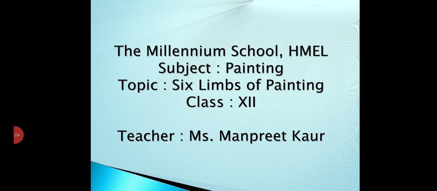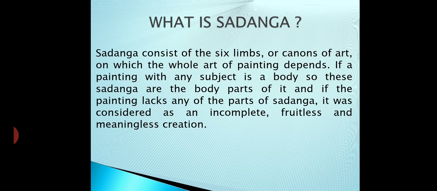Today we will discuss the topic Sadanga, the six limbs of Indian painting. So let me tell you about Sadanga. What is Sadanga? Sadanga consists of the six limbs or canons of art on which the whole art of painting depends. If a painting with any subject is a body, then these Sadanga are the body parts of it. And if the painting lacks any of the parts of Sadanga, it was considered an incomplete, fruitless, and meaningless creation.